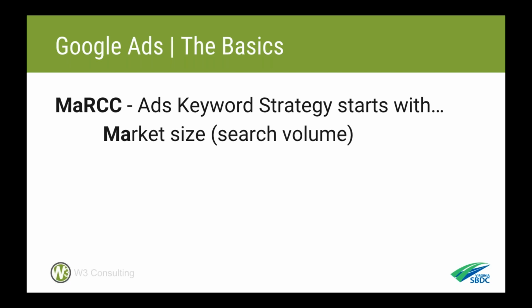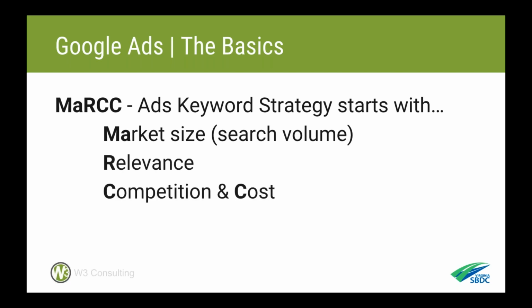What helps you do that is an acronym I call MARK. MARK allows you to think about market size, relevance, and then competition and cost. It allows you to create an ads keyword strategy, to start thinking about how your ads are being displayed to people and choosing the right keywords to have a pool of keywords that can be displayed to people in a way that's going to be useful to them. So, very quickly, market size.